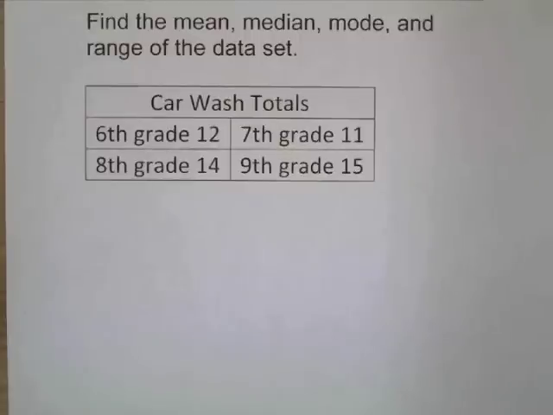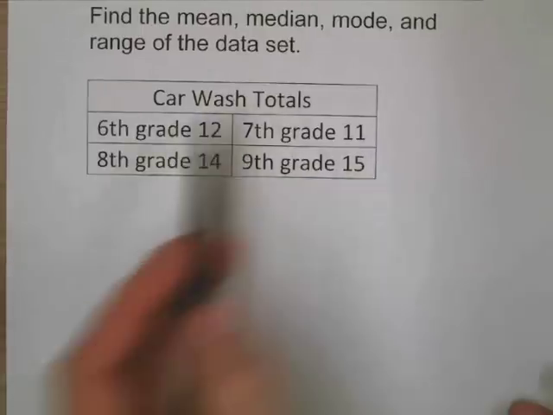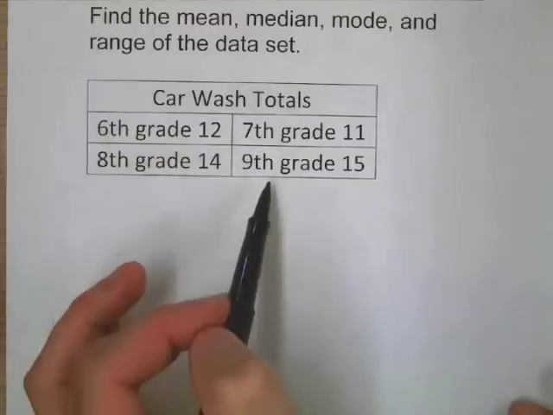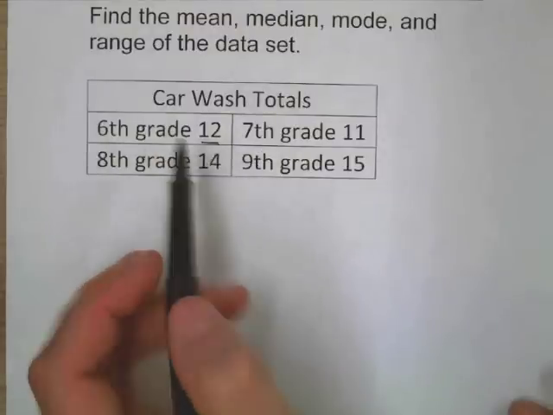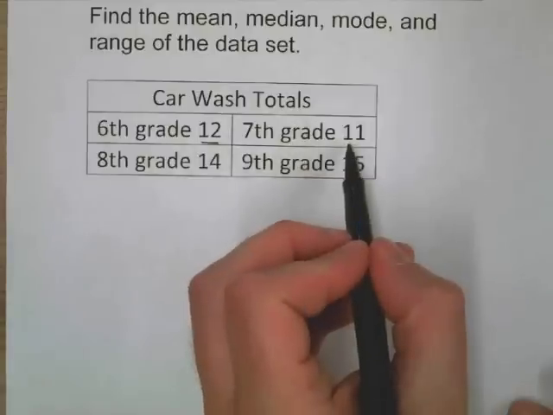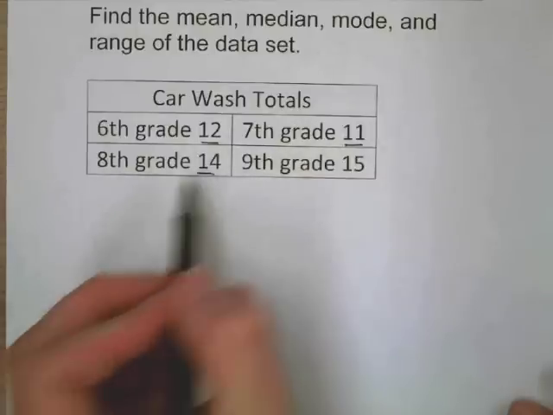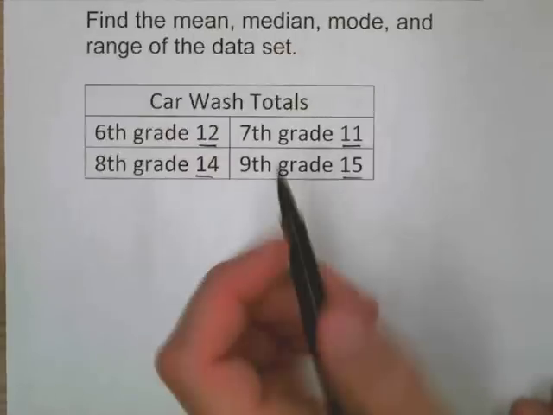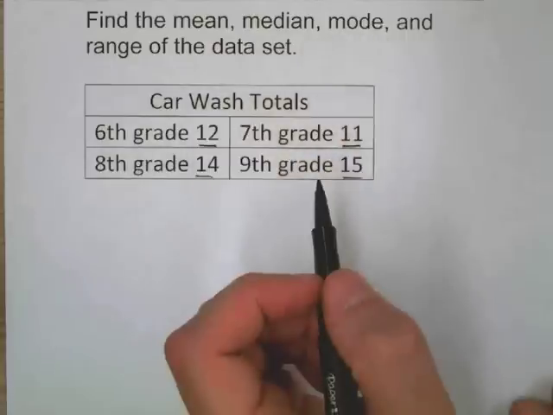Lesson 6-2, Example 2. Our objective is learning to find the mean, median, mode, and range of a data set. So here we have a set of data, car wash totals for 6th, 7th, 8th, and 9th grades. 6th grade 12, 7th grade 11, 8th grade 14, and 9th grade 15. So we want to find the mean, median, mode, and range of that data set.